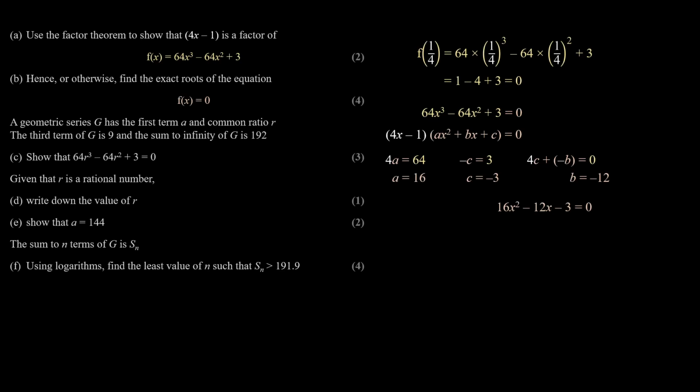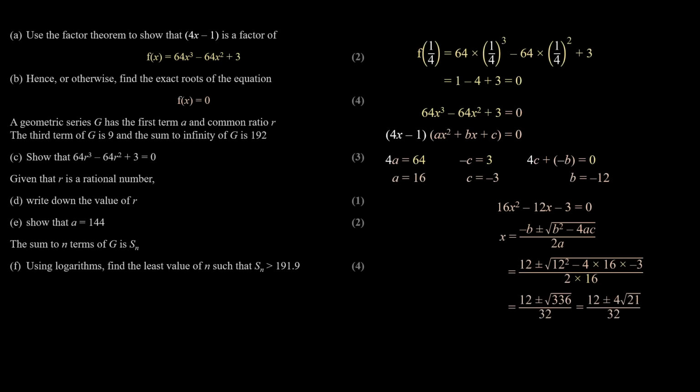We use the quadratic formula to solve for x, substituting a equals 16, b equals -12, and c equals -3, and solving the expression, we get two values of x, (3 plus root 21) divided by 8, or (3 minus root 21) divided by 8. The third solution is obtained from 4x minus 1 equals 0, and here x equals 1/4.